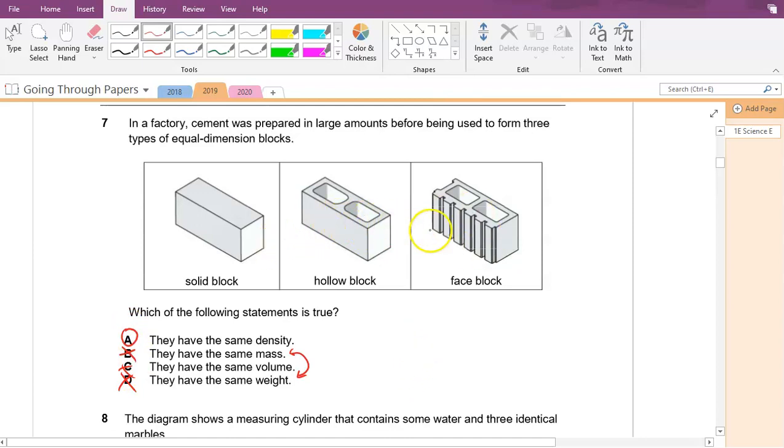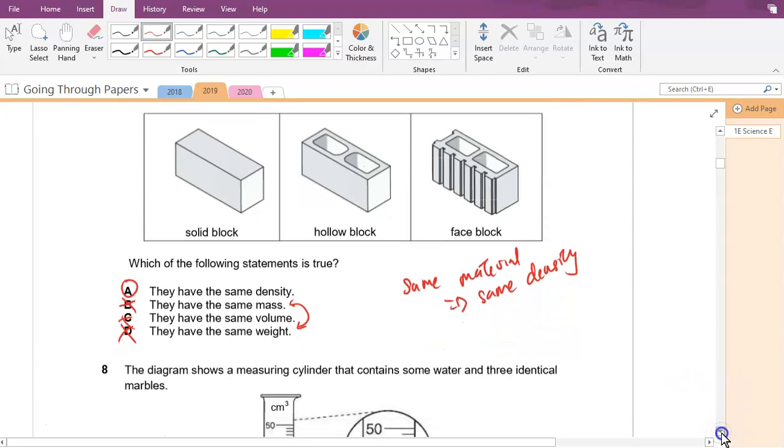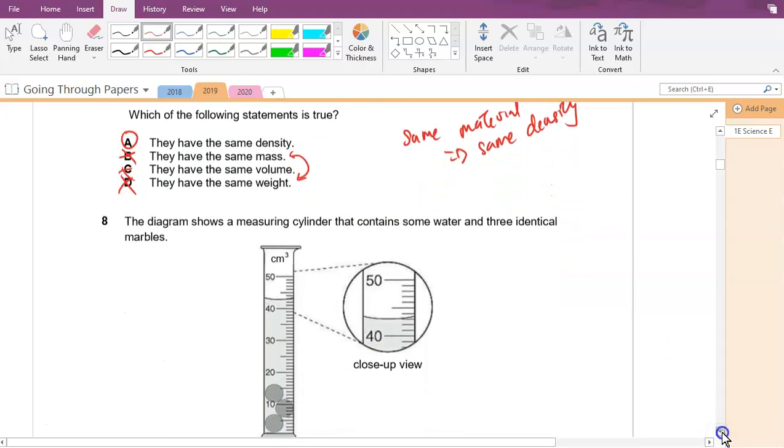Why is it A? It's really because if they are made out of the same material, their density will be the same. So just take note of this. This is actually one way to test whether, if you know the density of gold, you can find out whether the object is really made of gold or not, just by checking the density.